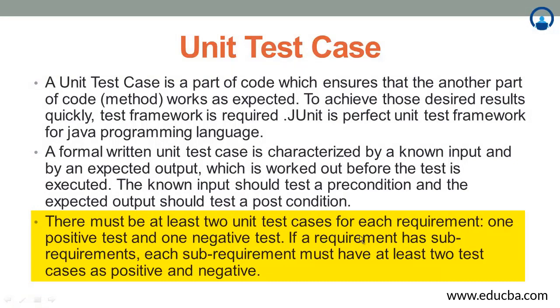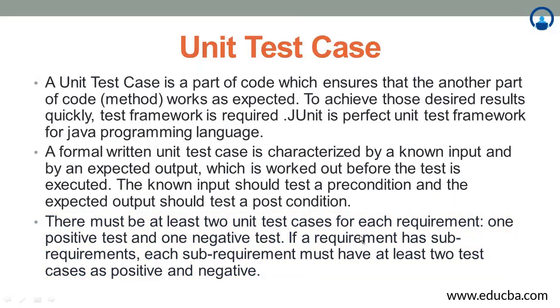There must be at least two unit test cases for each requirement, one positive test case and one negative test case. Suppose you have a particular requirement. There should be at least two test cases. One should be a positive input, where you know the input will result in a successful output, and one should be a negative input, for which you will have to handle the case. And if a requirement has sub-requirements, then each sub-requirement should have at least two test cases, one positive and one negative.